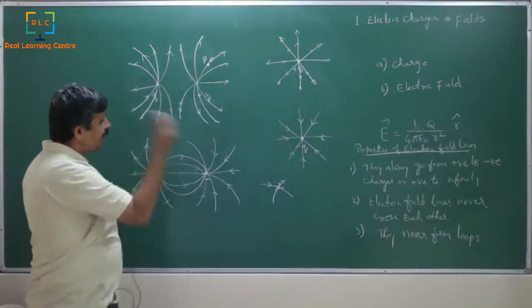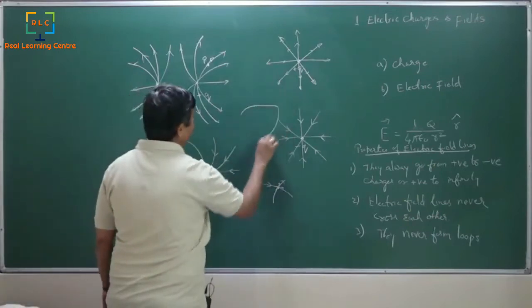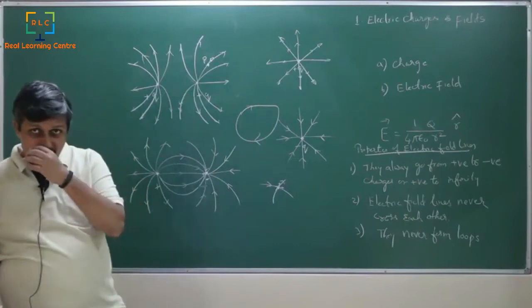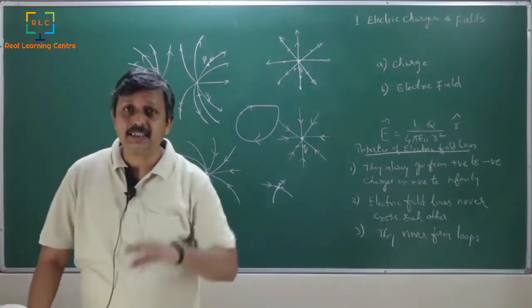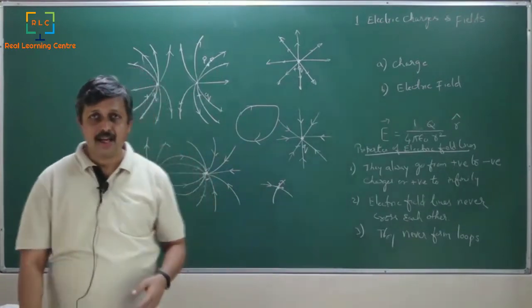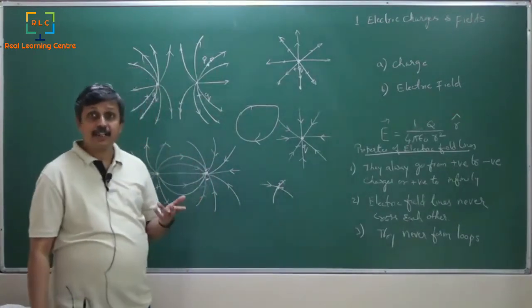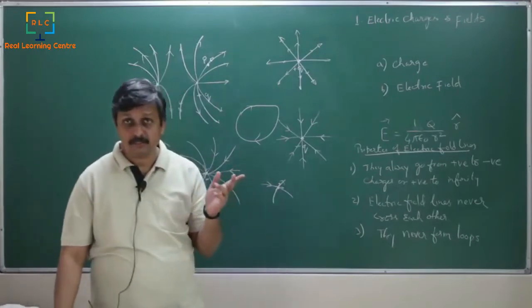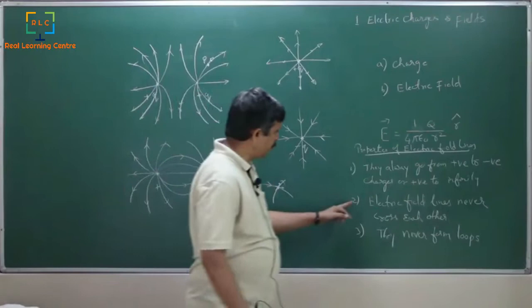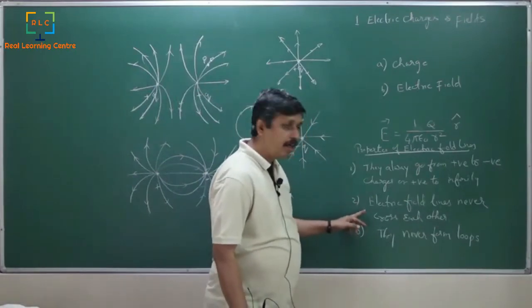So that means that you cannot have an electric field line which is in a loop like this. Why is it so? Because they always originate from a charge and end up in another charge. And the other important point is that electric field lines never cross each other.